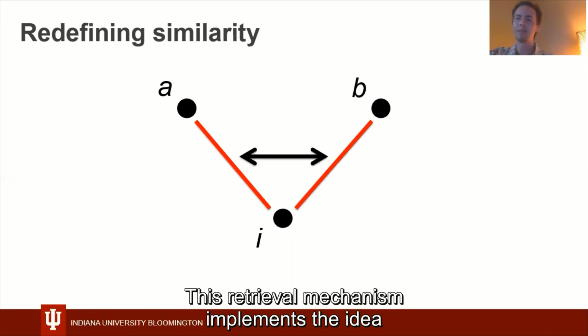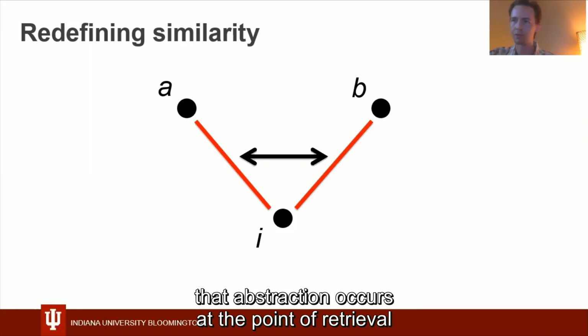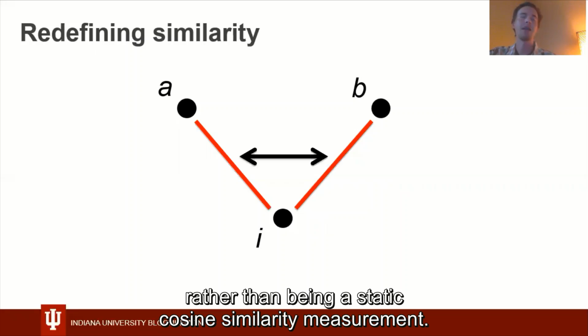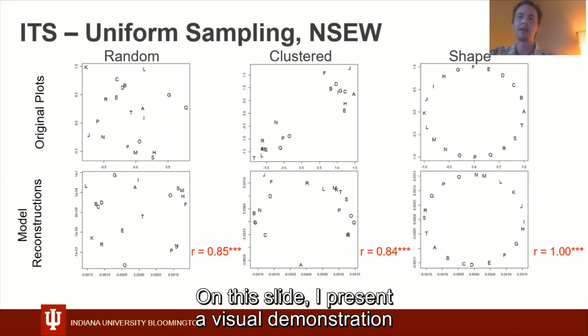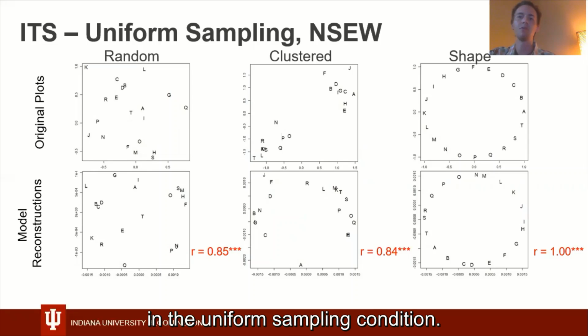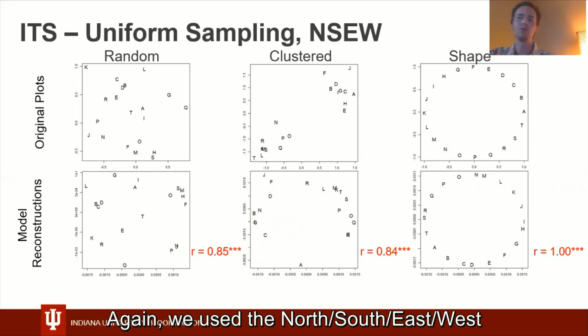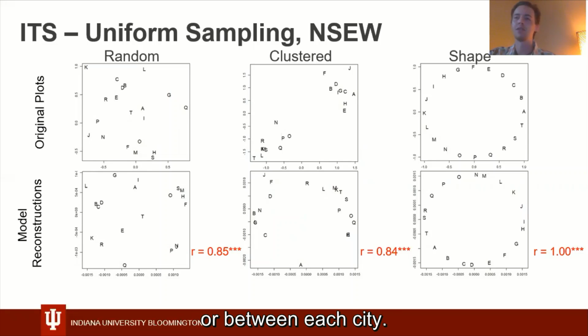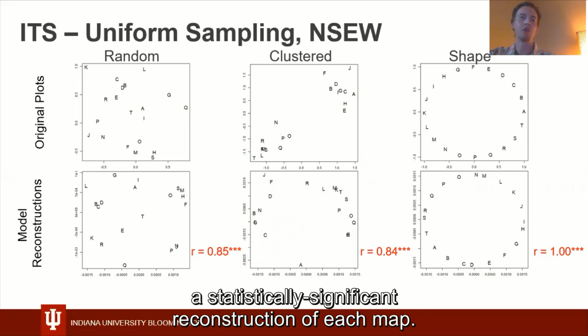This retrieval mechanism implements the idea that abstraction occurs at the point of retrieval and that relationships between words occur on the fly, rather than being a static cosine similarity measurement. So how does this model perform? On this slide, I present a visual demonstration of the capacity of our modified ITS to reproduce the maps in the uniform sampling condition. Again, we used the north, south, east, west to describe the relationships between each city. Simply, ITS was able to garner a statistically significant reconstruction of each map.